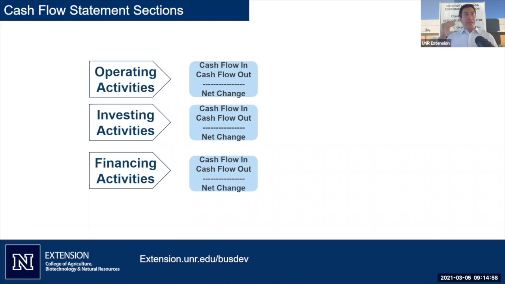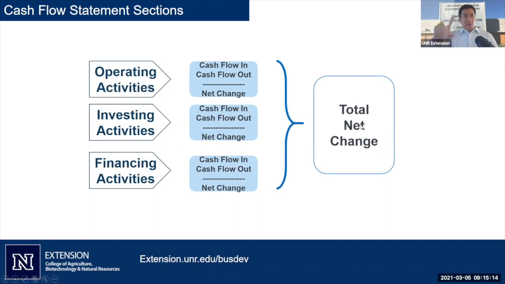That is why we separate the cash flow into sections, so we can better focus or dissect the purpose of the money and the activities that come in and come out. So an overall will provide us a total net change, okay? But anybody that's going to analyze your cash flow statement is going to try to divide the cash flow report into operating, investing, and financing activities, okay? And at the end, you're going to have the total net change.